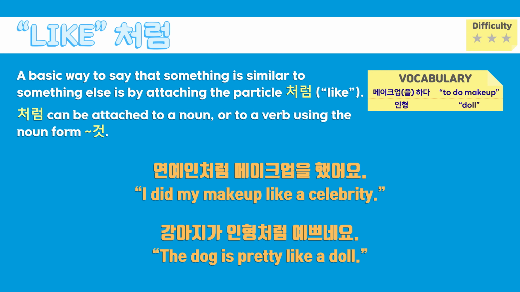A basic way to say that something is similar to something else is by attaching the particle 처럼, meaning like. 처럼 can be attached to a noun or to a verb using the noun form 것. 연예인처럼 메이크업을 했어요. I did my makeup like a celebrity. 강아지가 인형처럼 예쁘네요. The dog is pretty like a doll.